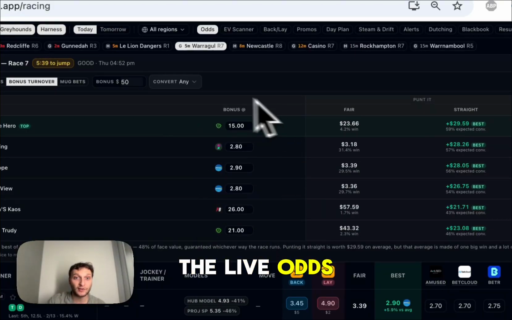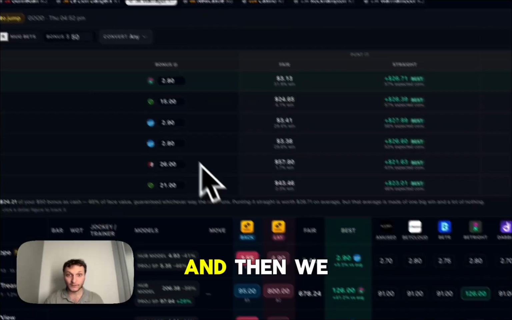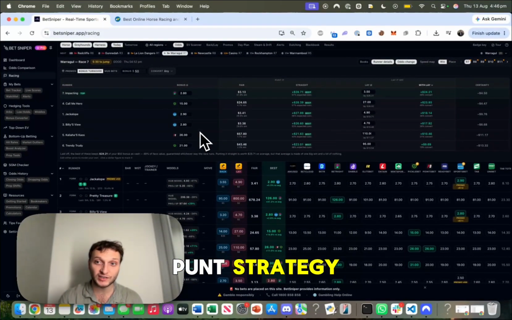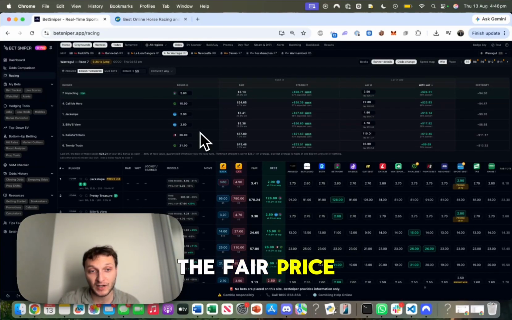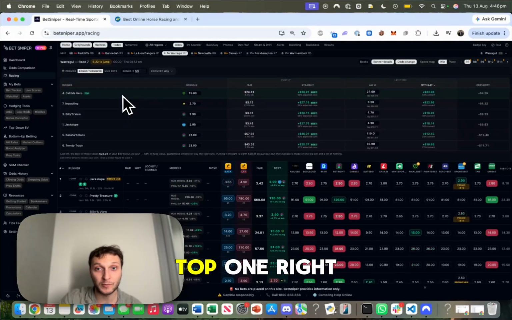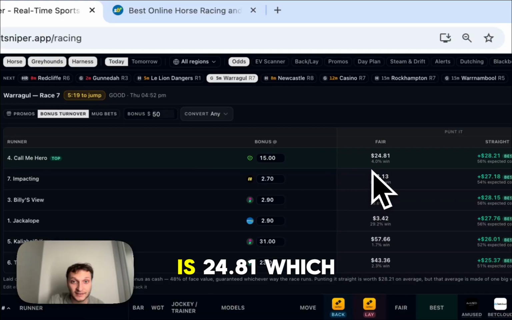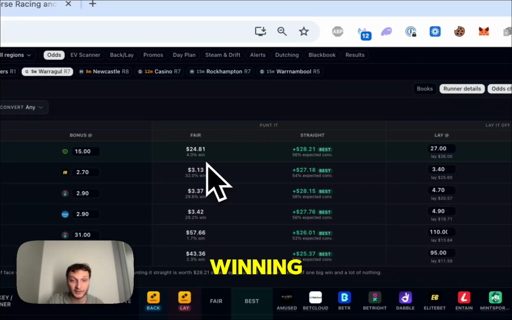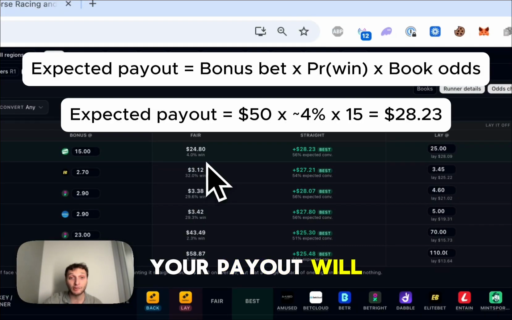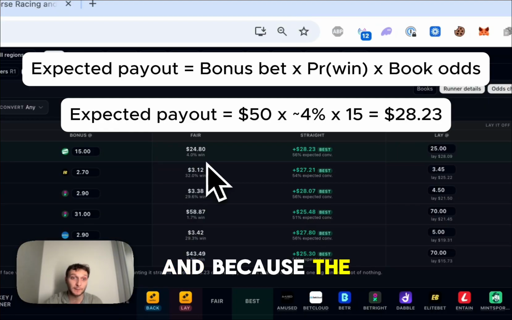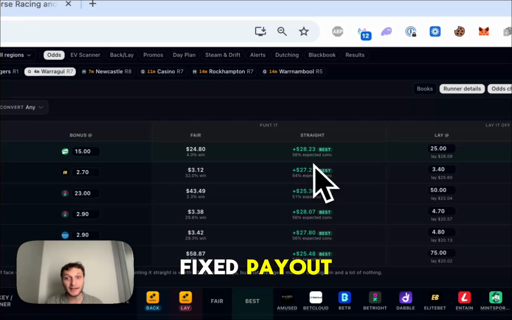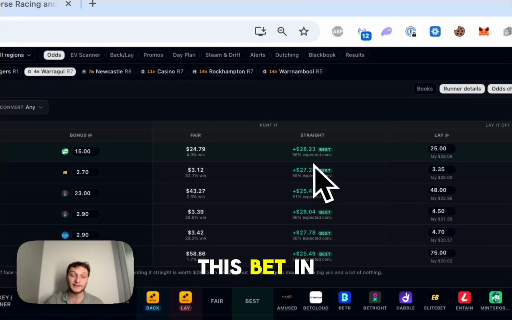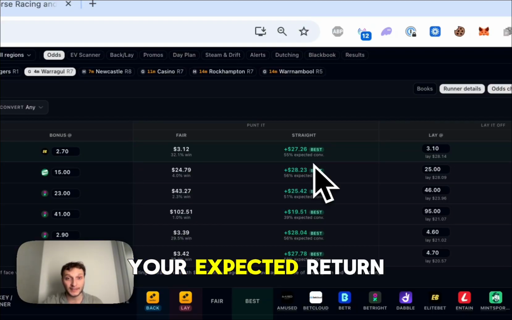So over here, we're showing what the live odds are at these different bookmakers. And then we have our two different strategies. We have our punt strategy and we have our lay strategy. With punting it, what we're doing is calculating the fair price. For instance, this top one right here, the fair price is $24.81, which means there's a 4% chance of winning. So when you put a $50 bonus bet on something that has a 4% chance of winning, your payout will be the odds times the expected chance of winning. And because the bonus bet is effectively free, that is your payout. This payout isn't a fixed payout, but it's estimated that if you were to make this bet infinitely, that is what your expected return will be.